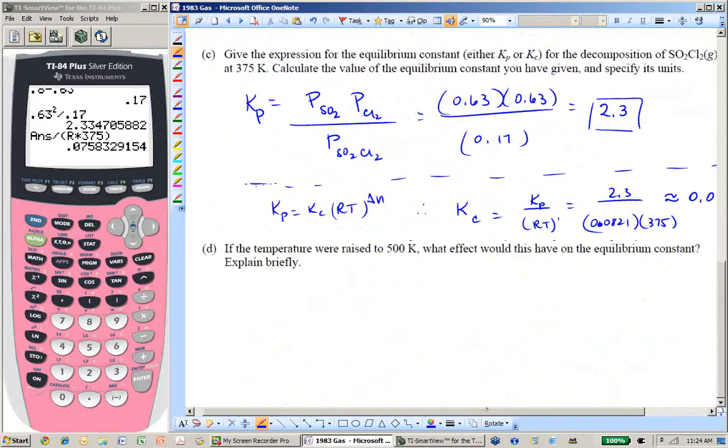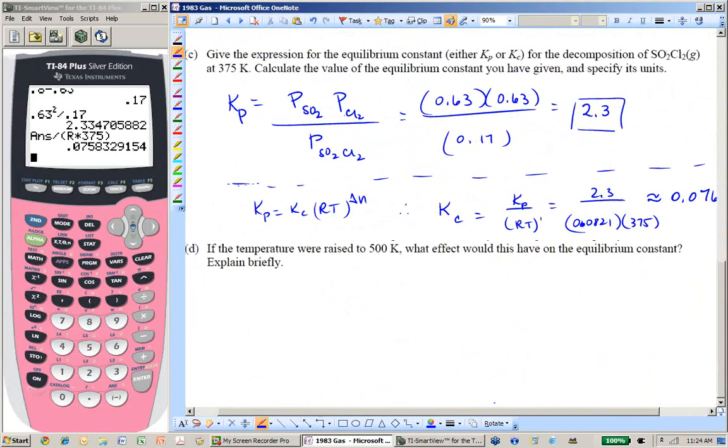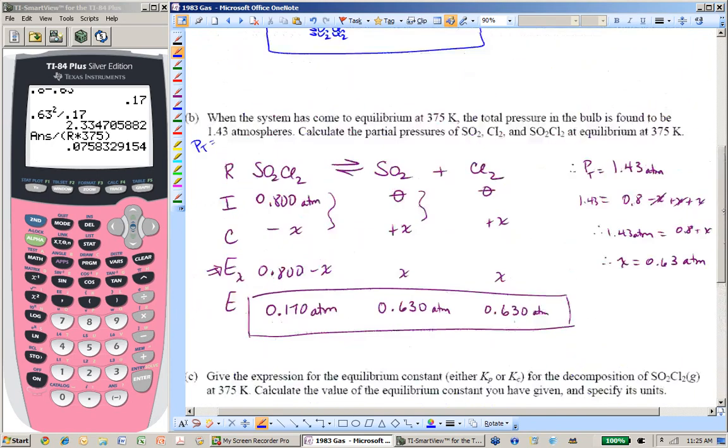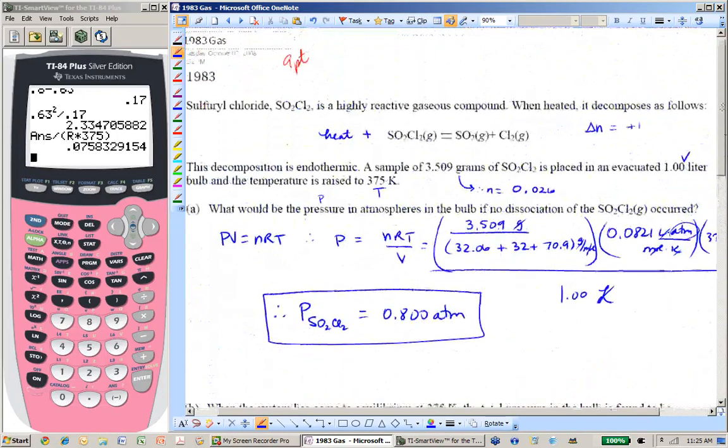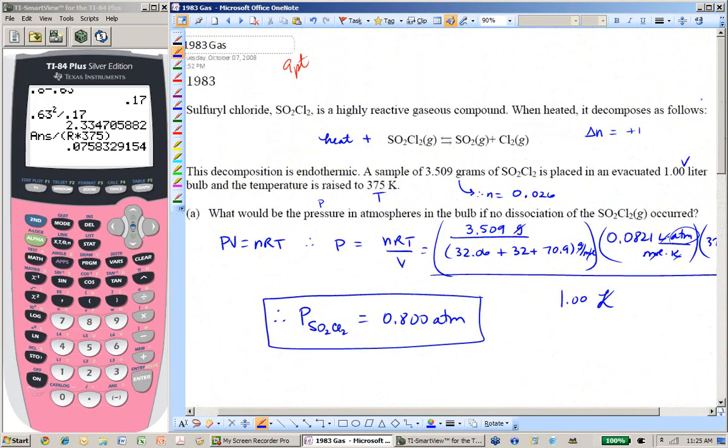If the temperature were raised to 500 Kelvin, what effect would this have on the equilibrium constant? Well, we were working at 375. We already said it was an endothermic reaction. I'm trying to get you to quit being a defenseless student and take the pieces that they give you and work on the stem of the problem before they ever start asking you a bunch of questions so that you don't get scared. So they told me it was endothermic, which led me to put that heat right there, which means if I'm going to raise the temperature, I'm adding heat into the system. Adding heat is warming it up.